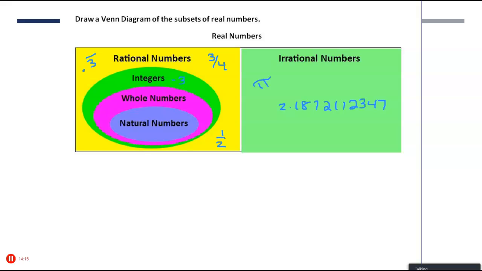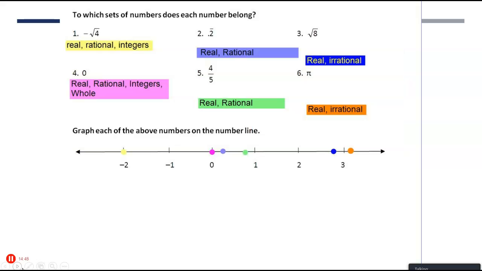So then you have your whole numbers, which are 0, plus all the natural numbers, which is your 1, 100, 1,000,000, etc. So again, the integers are the negative naturals. The whole numbers are all the natural numbers and 0. So we can categorize numbers into one of those or many of those.